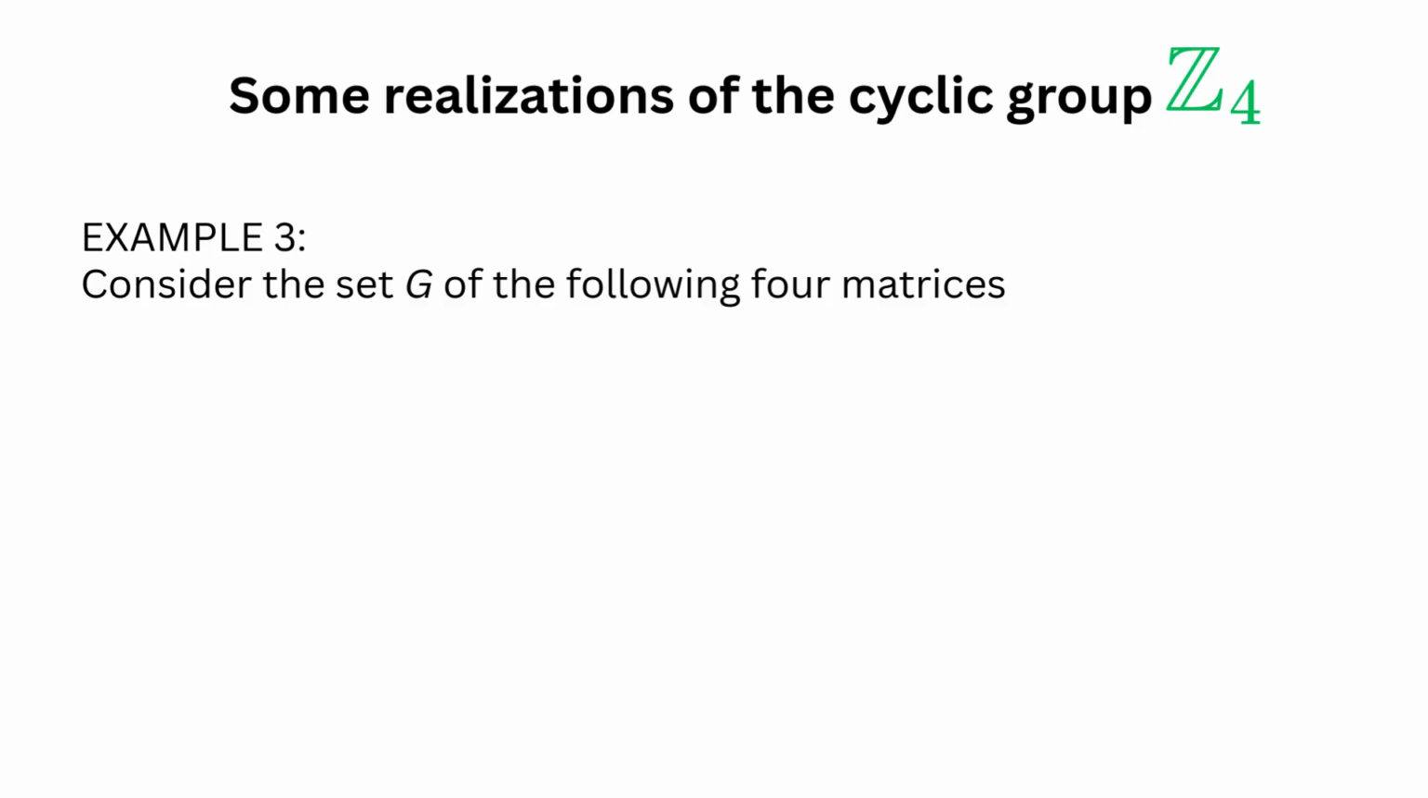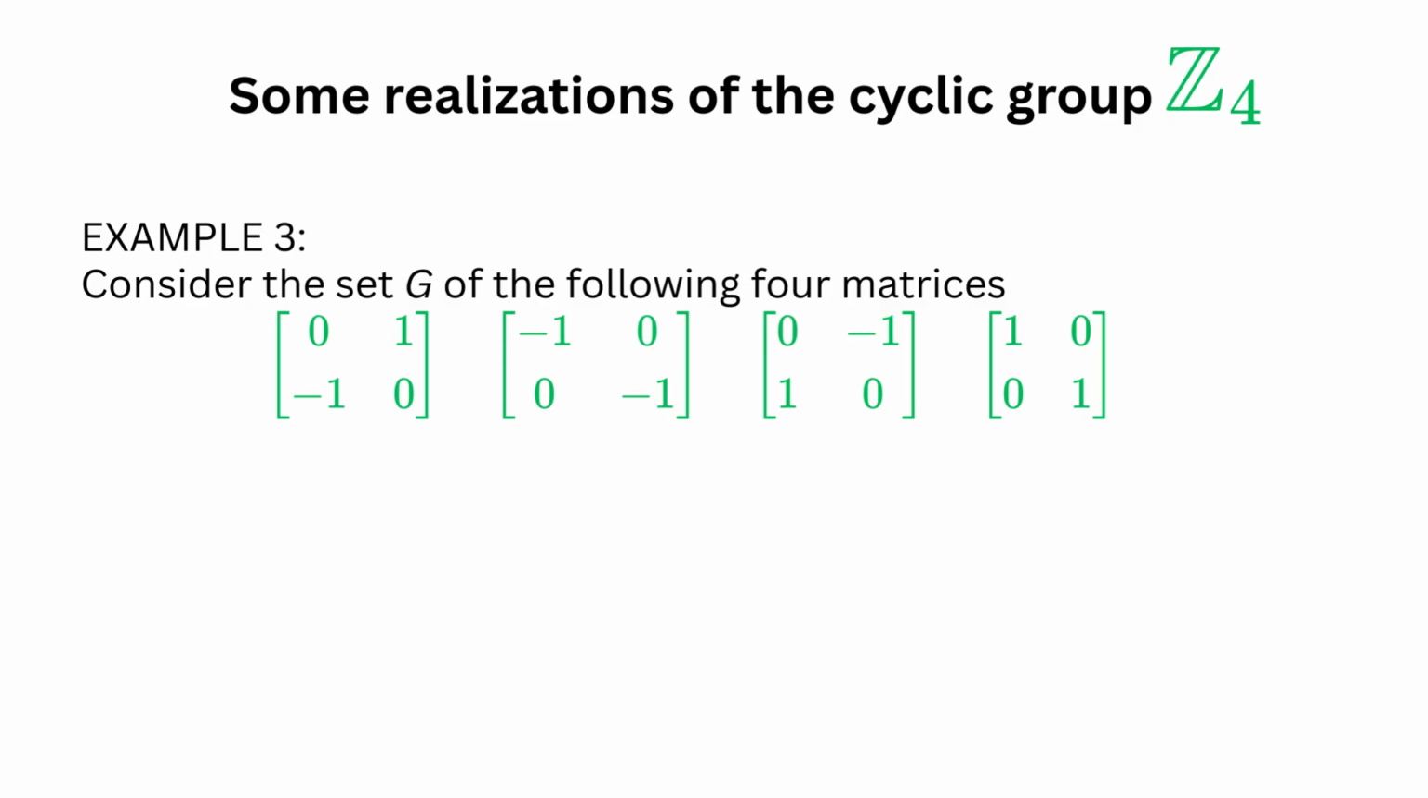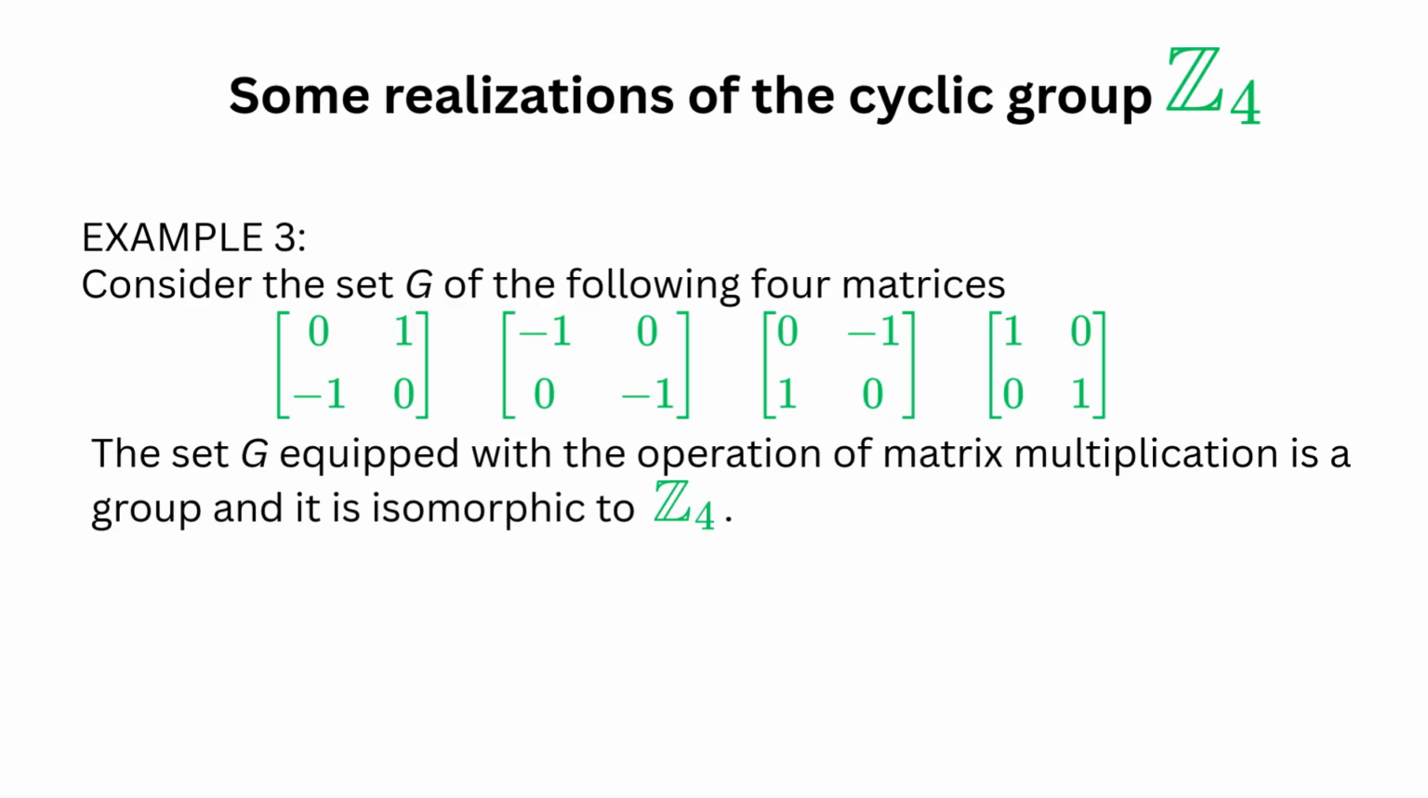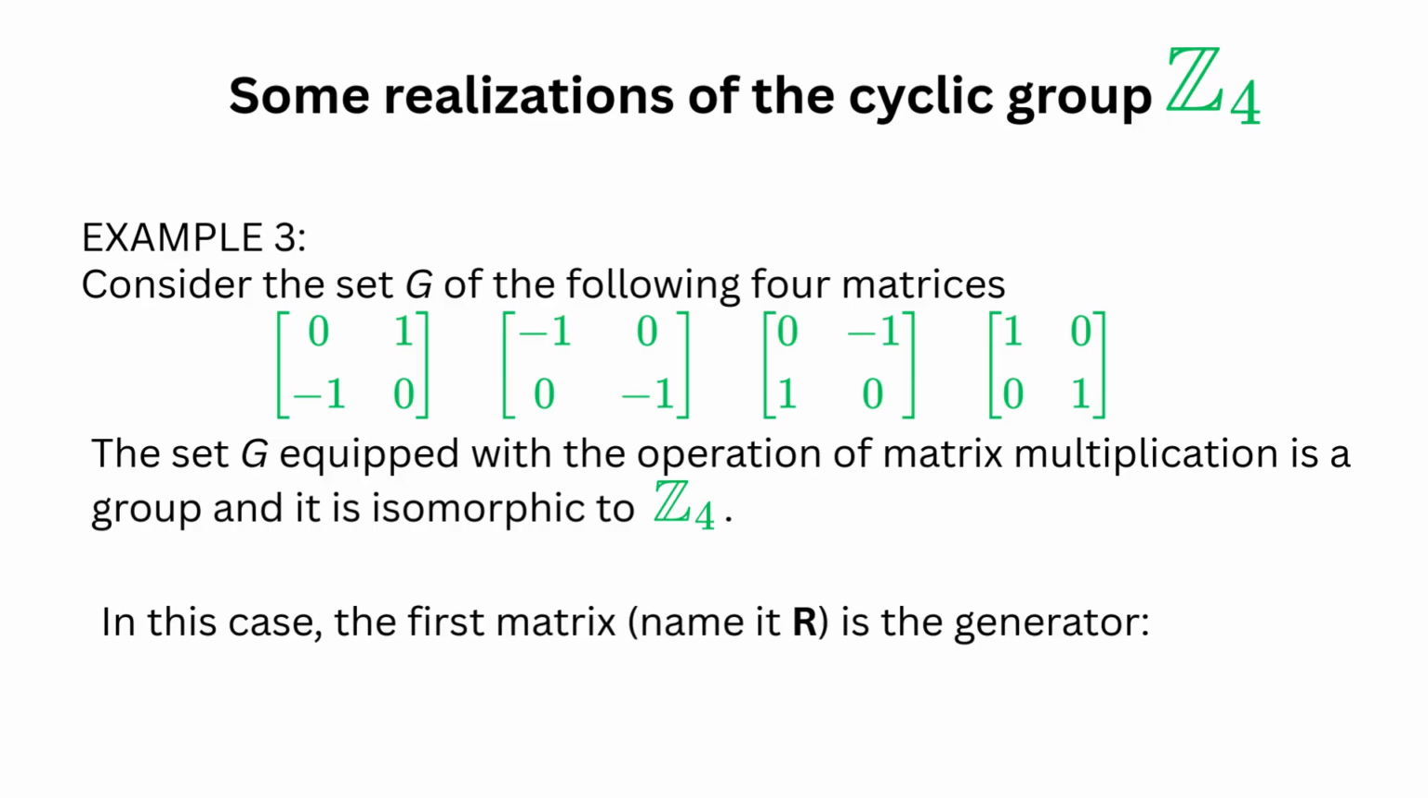As a third example, consider the set G of the following 2-dimensional matrices. The set G equipped with matrix multiplication is a group and it is isomorphic to Z4. In fact, it forms a representation of Z4. In particular, it's referred to as a 2-dimensional representation, exactly because 2-dimensional matrices have been used. In this case, the first matrix is the generator.